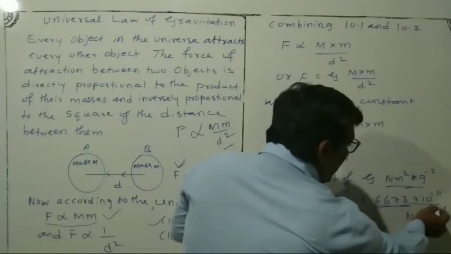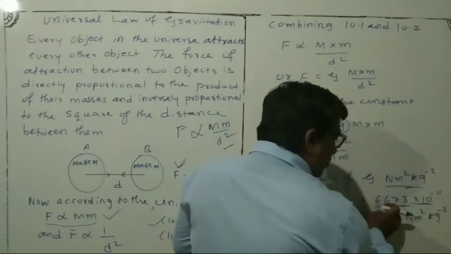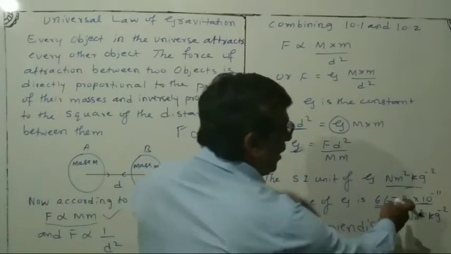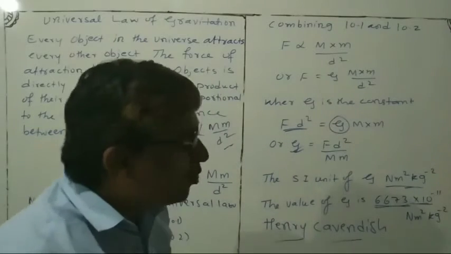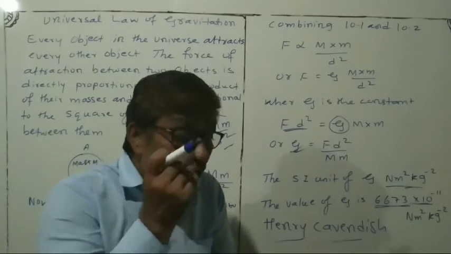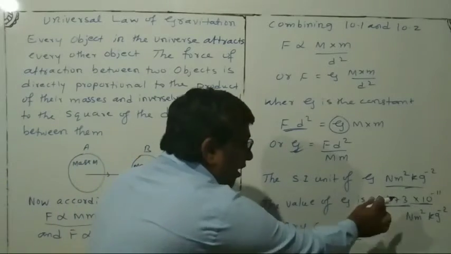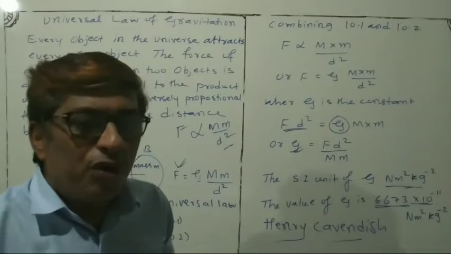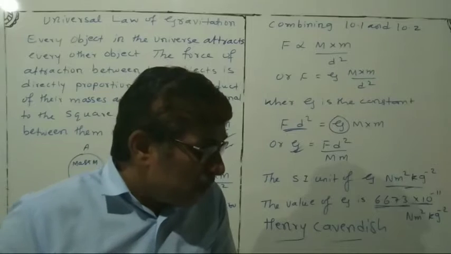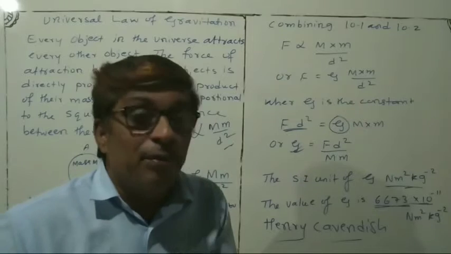The value of G is 6.673 multiplied by 10 raised to negative 11 Nm square kg minus 2. Whenever any calculation comes, you can use 6.67 or you can write 6.673 also. Okay, students.